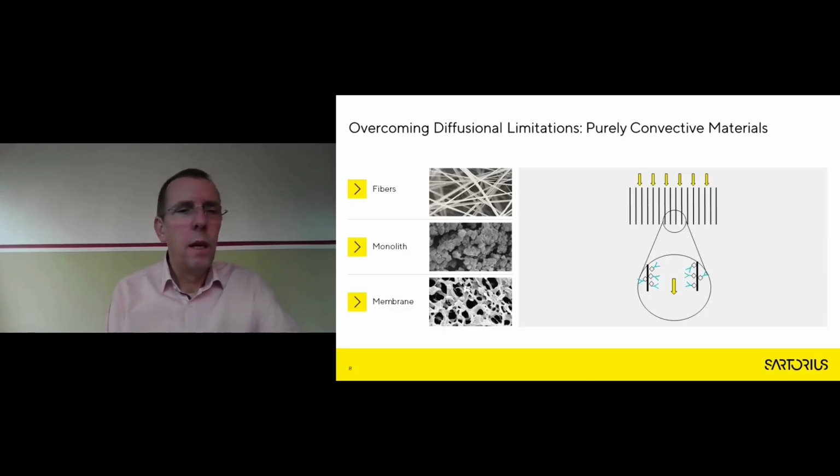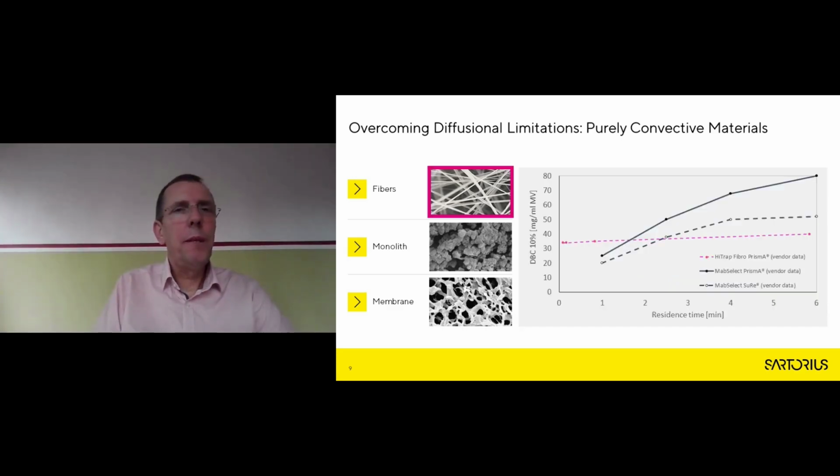It is obvious that purely convective materials like fibers, monoliths, and convective membranes can have extremely fast mass transfer characteristics, as the transport to the binding sites is predominantly achieved by the convective flux through the material. The schematic on the right-hand side illustrates the mass transfer situation with affinity ligands immobilized on the pore wall of these convective materials being accessible by convective transport. This mass transfer consequently leads to a dynamic binding behavior that is almost independent of the applied residence time.